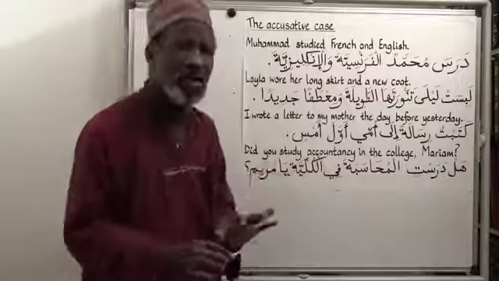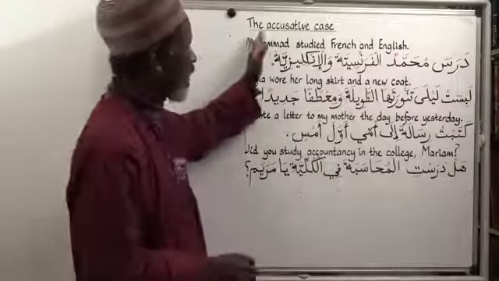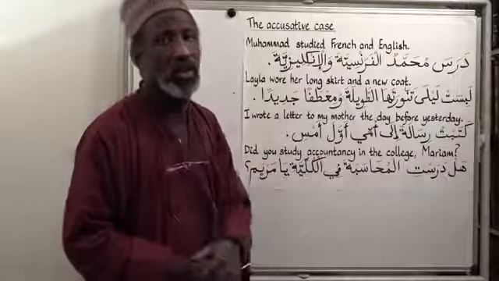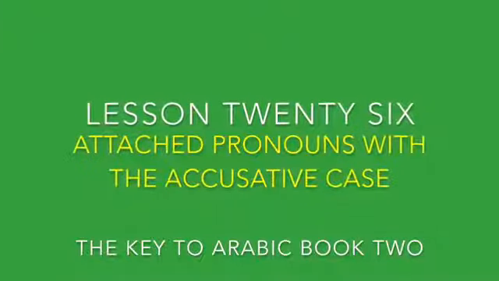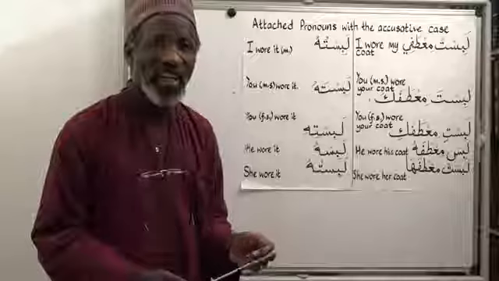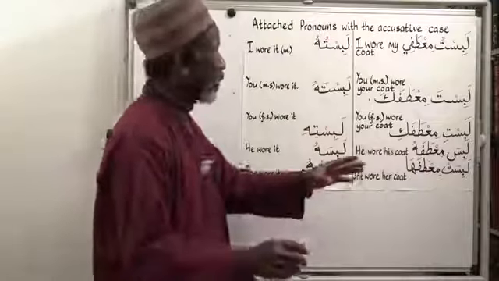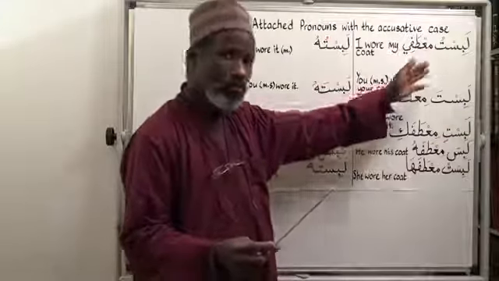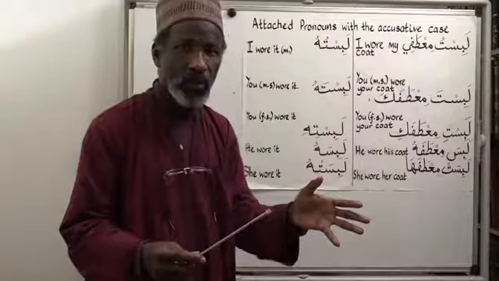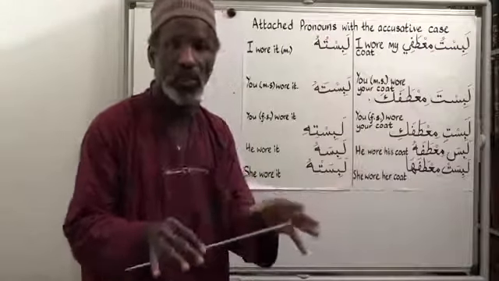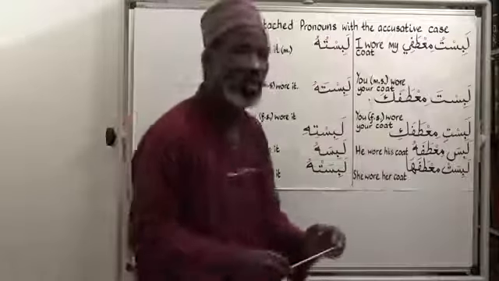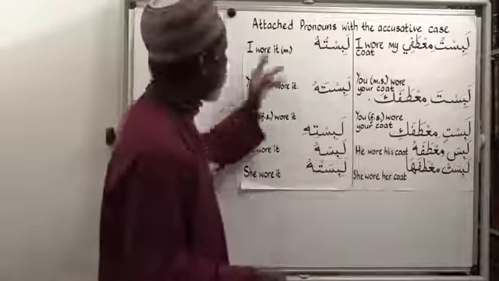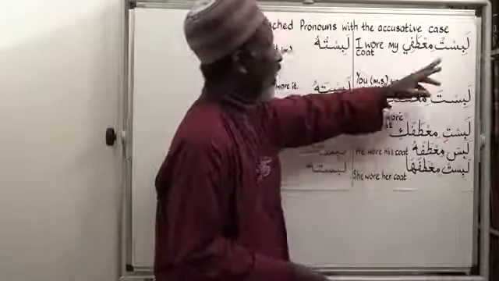This is a very brief look at the meaning and the implication of the accusative structure or case. A little bit of extension to the accusative case. Previously, we had a noun in the position of the accusative case, which is the object. Now, let's look at what happens if the object happens to be a pronoun. Now, attached pronouns with the accusative case.